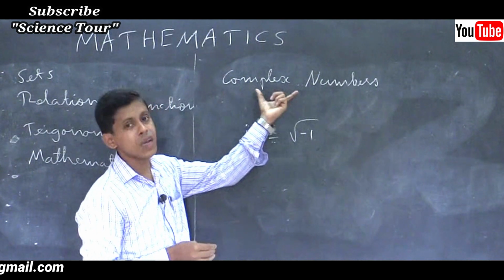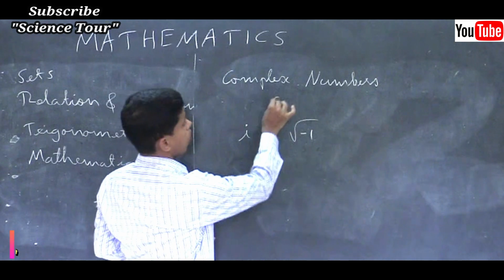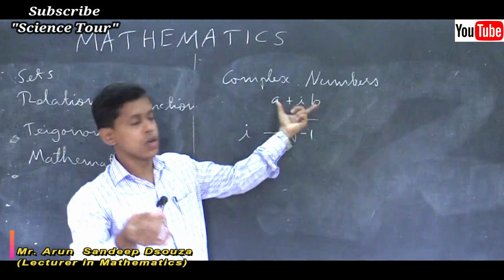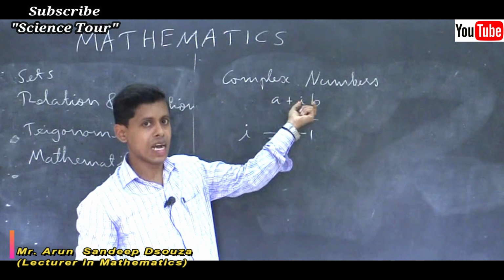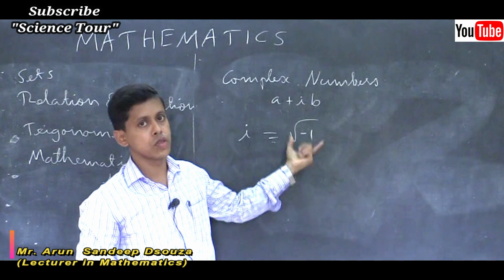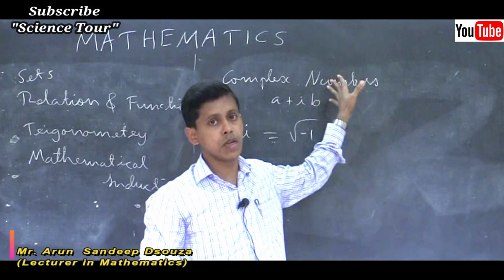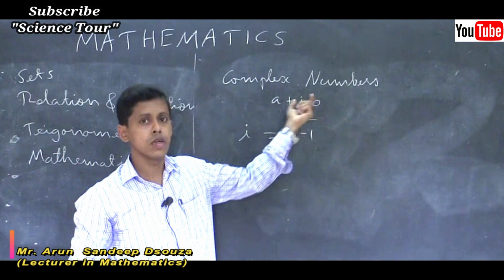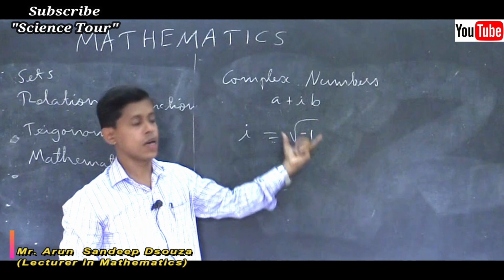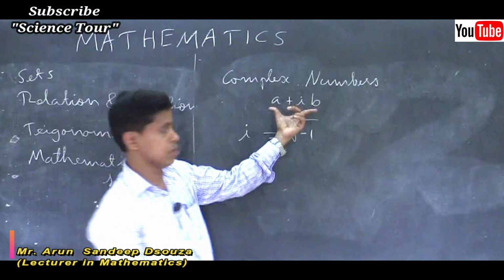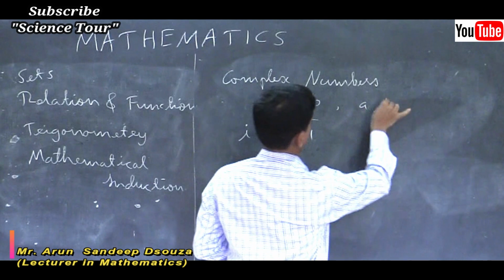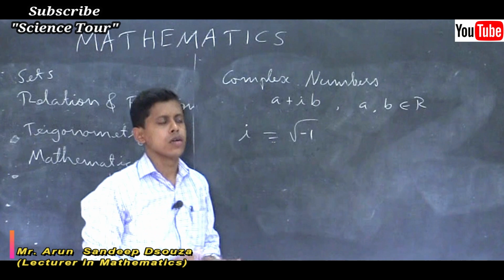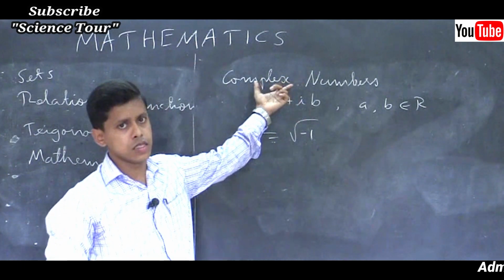And a complex number is a number of the form a plus ib. So, for a number of this form, what is i? i is the square root of minus 1. So, any number of this form, we call a complex number. So, a is a real number, b is also a real number, i is the square root of minus 1. Alright. So, such a number is called a complex number. a and b belong to R. Alright. So, this is about the chapter that we study.